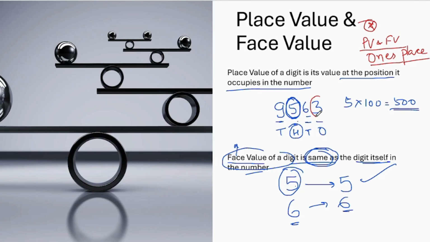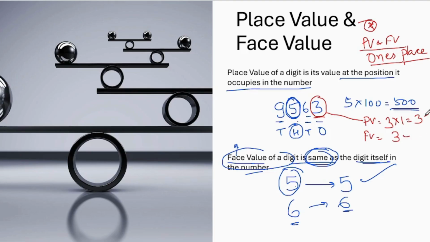Let's say this is the example 9563. What is the place value? 3 at one's place multiplied by 1 is 3. What is the face value of 3 in the given number? How does it look? It looks like 3, so it is 3.